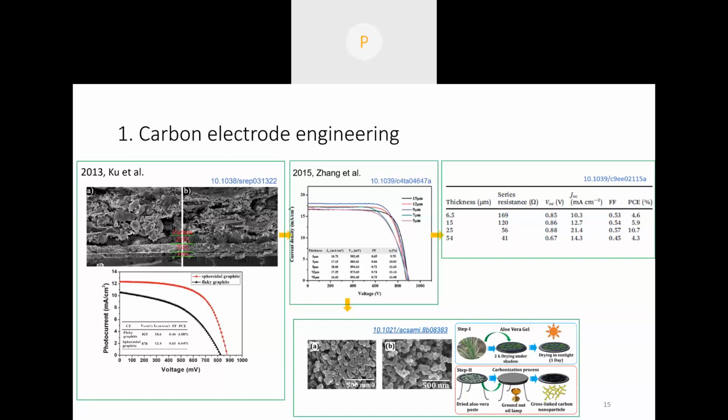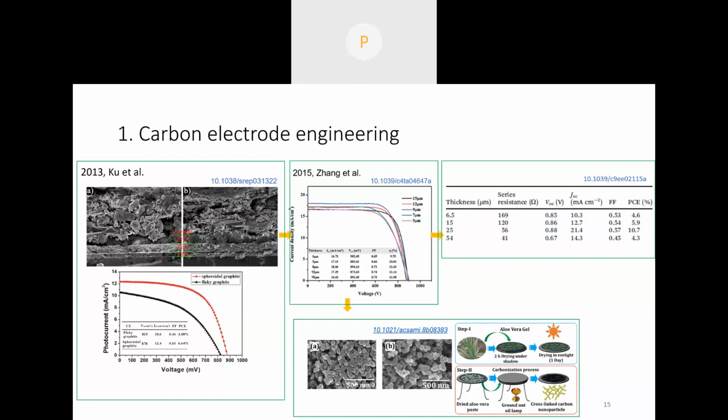And another study was on thickness optimization. In this, they checked the effect of the thickness, and the thickness of the carbon layer is generally in the micrometer range, because if it's thin and you anneal it at high temperature, it can come off, because they are carbon. So if you anneal to high temperature, they just come out and there is a delamination issue.